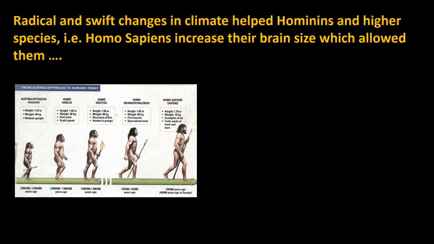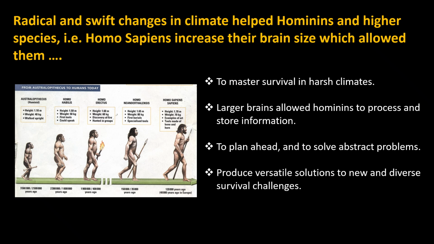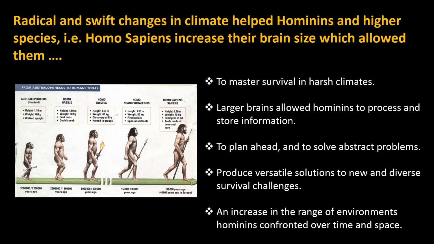Radical and swift changes in climate helped hominins and higher species. For example, Homo sapiens increased their brain size, which allowed them to master survival in harsh climates. Larger brains allowed hominins to process and store information, to plan ahead and to solve abstract problems, producing versatile solutions to new and diverse survival challenges, an increase in the range of environments hominins confronted over time and space.